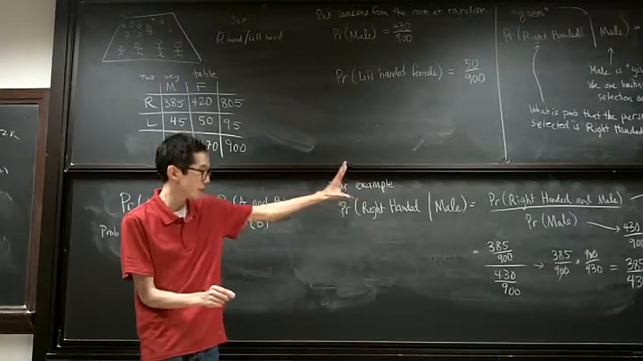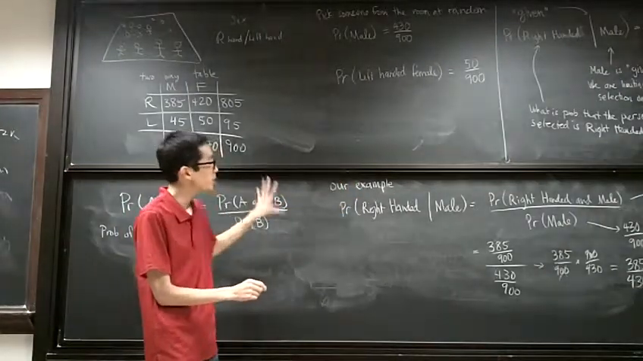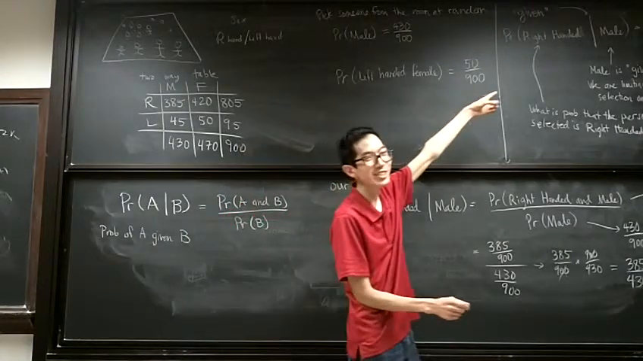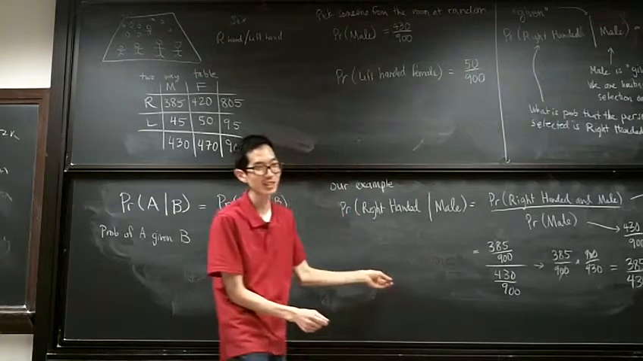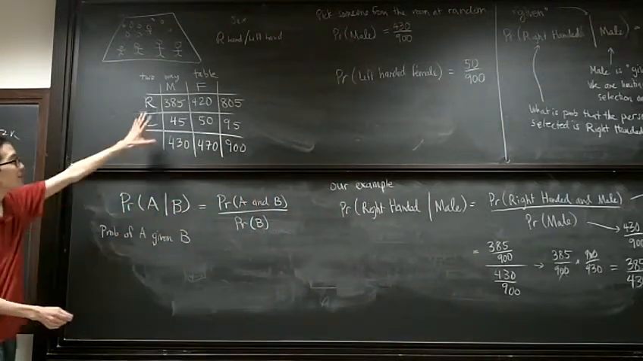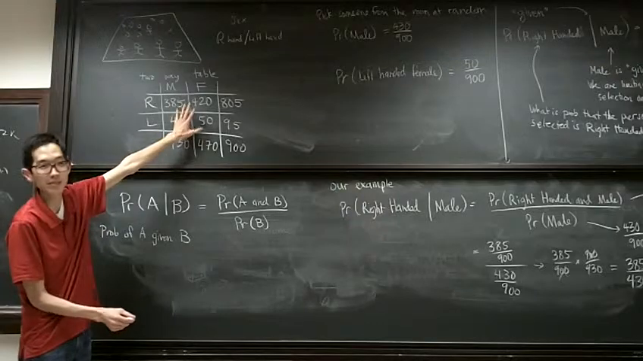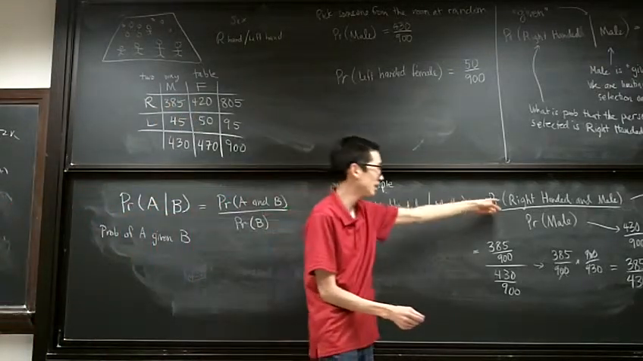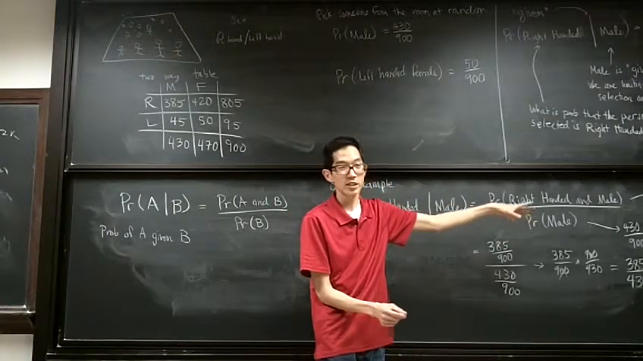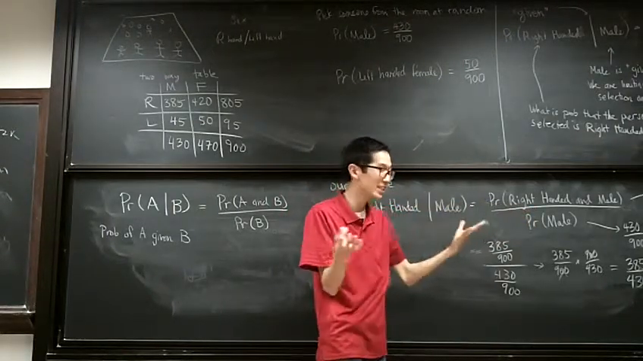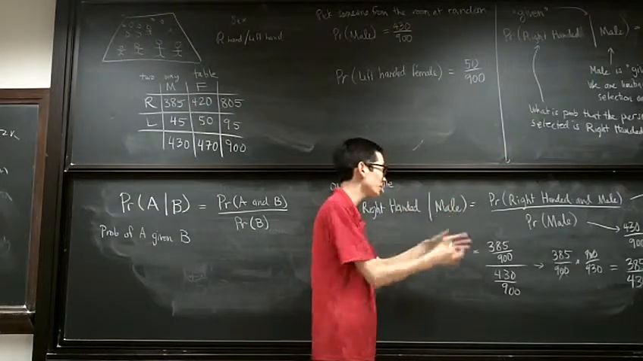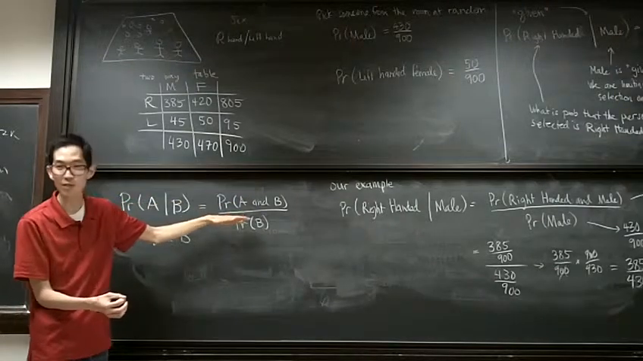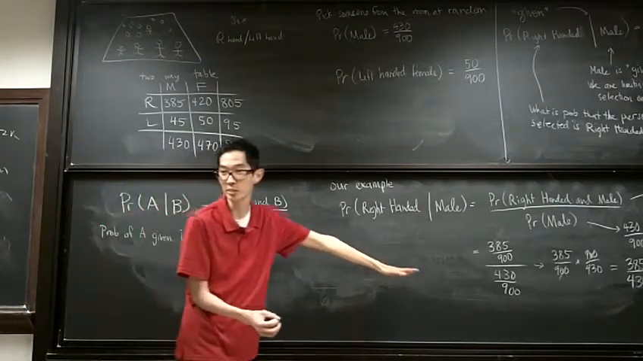That's all I'm trying to do. I just want to show that we can use this to get what we did up there. You're going to say, well, this was so much easier. Why would I ever want to do this? Well, sometimes you don't have the table. Sometimes you just have bits of information like right-handed and male or probability of male, and you've got to use your brain and say, I have these bits of information and I can put them into this form and get the answer that I'm looking for.